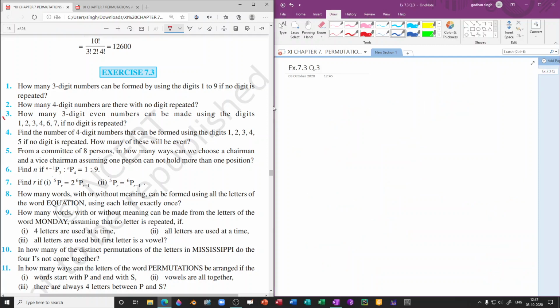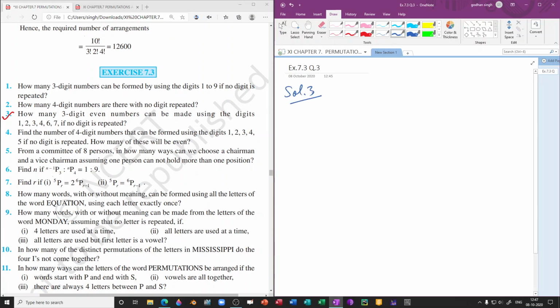Question number 3. How many 3-digit even numbers can be made using the digits 1, 2, 3, 4, 6, 7 if no digit is repeated? So let us do this third one. Question number 3, solving 3. And remember that we can use nPr only when the digits are not being repeated.